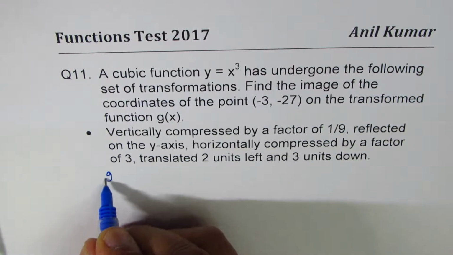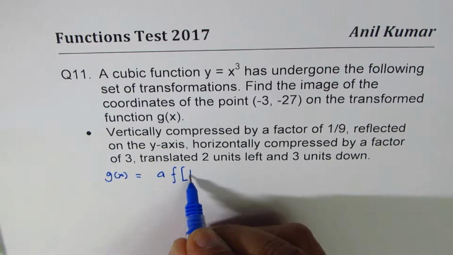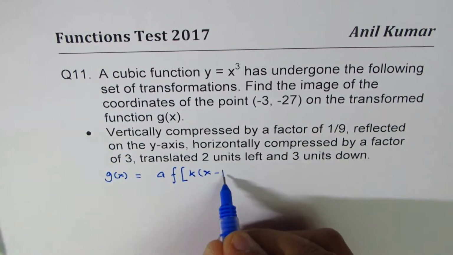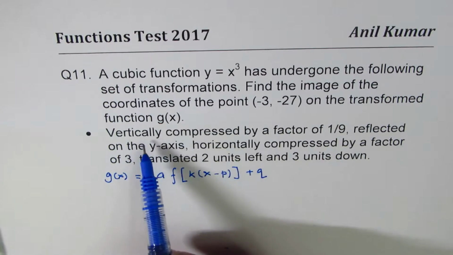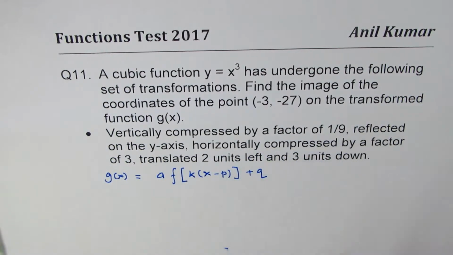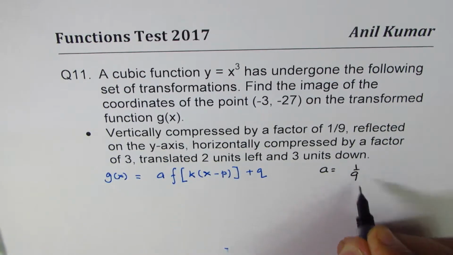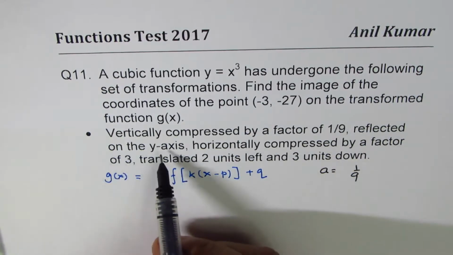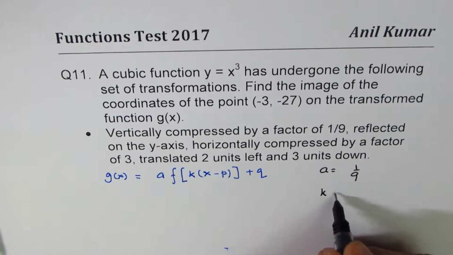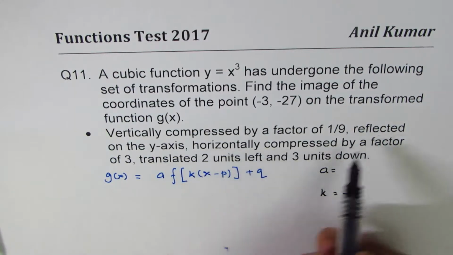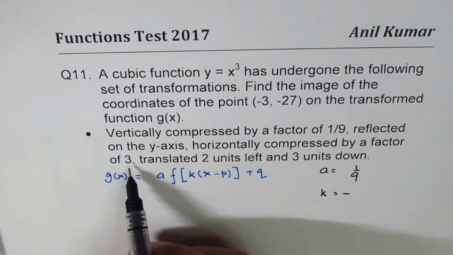Now generally, we could write the transformed function g of x as a times f of k times (x minus p), plus q, right? Now, from the given conditions, we are given vertically compressed by a factor of 1 over 9. So that gives you the value of a, a equals 1 over 9. Then reflected on the y-axis. So there's a horizontal reflection, so it affects the value of k. So k becomes negative when it is reflected on the y-axis. Horizontally compressed by a factor of 3.